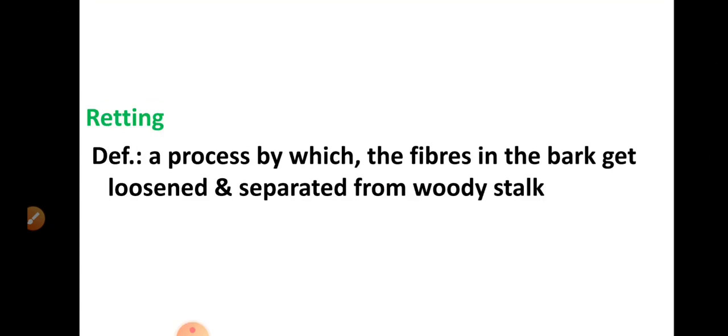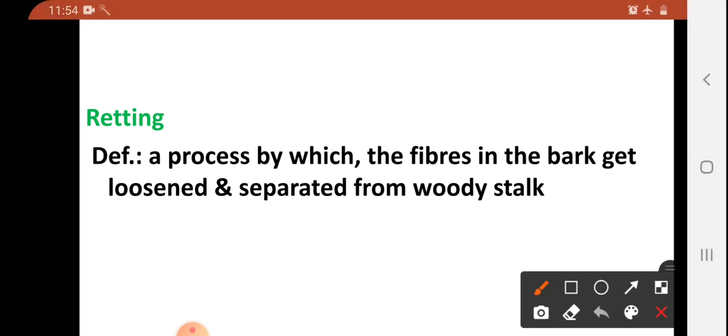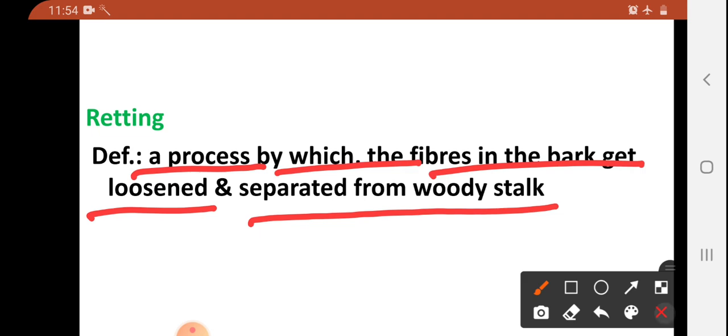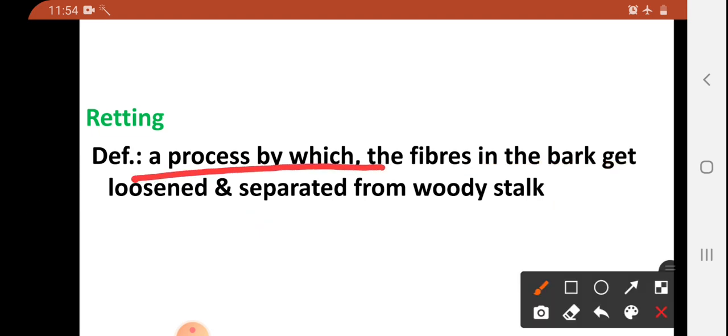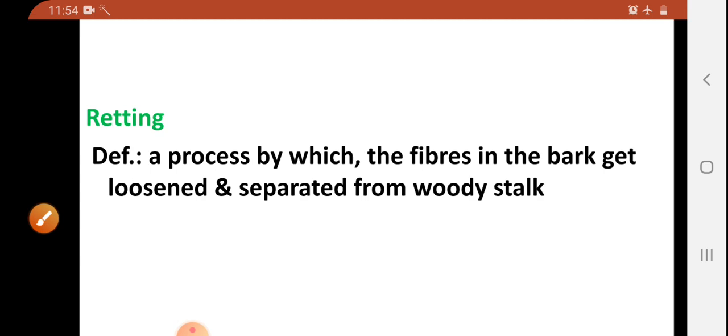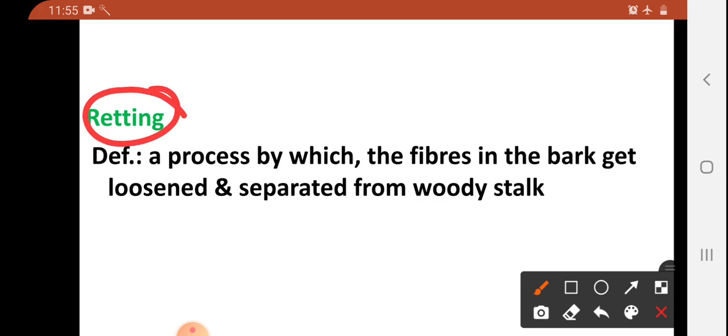retting is carried out. Now this part, after harvesting, is important for us. It is important for short note type questions in your theory examination. So after harvesting, retting is done. First we should know what retting means. Retting is the process by which the fibers in the bark get loosened and separated from the woody stalk. I'll repeat again: a process by which fibers in the bark get loosened and separated from the woody stalk. That means we just have to make fibers loose and separated, and this process is called retting.